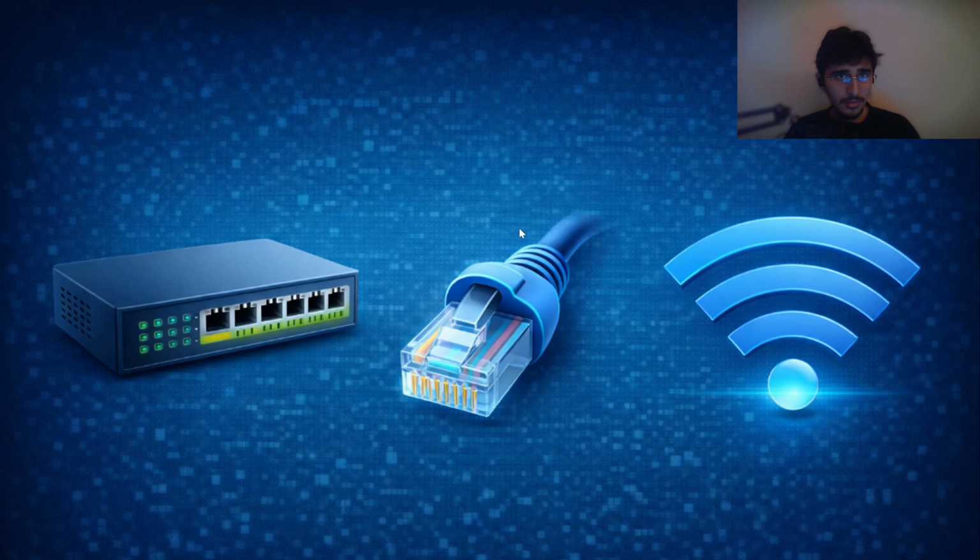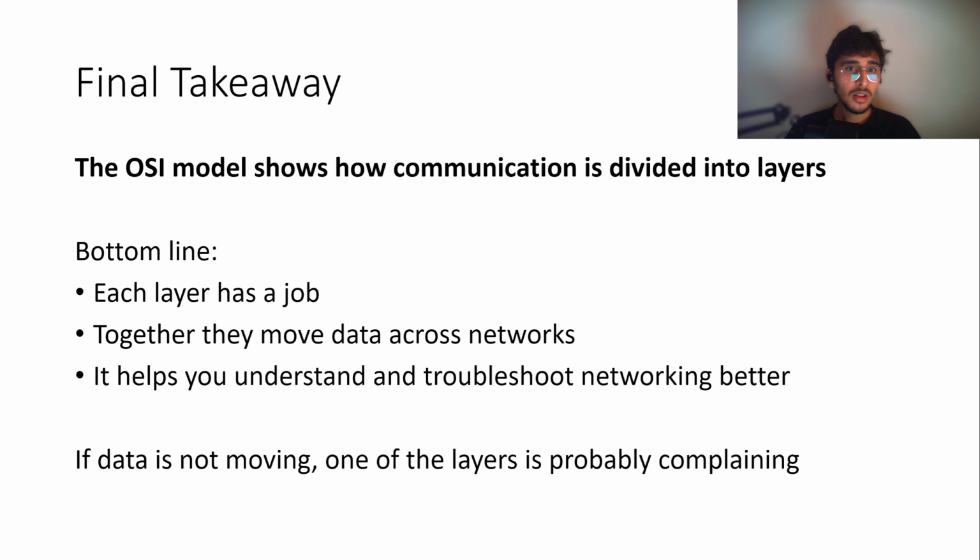So, the final takeaway is the OSI model breaks network communication into 7 layers. Each layer has its own job, and together they help data move from one system to another. This is why the OSI model is so useful. It gives you a mental map for understanding how a network works and where things can go wrong. Because when data stops moving, one of these layers is almost definitely causing trouble.